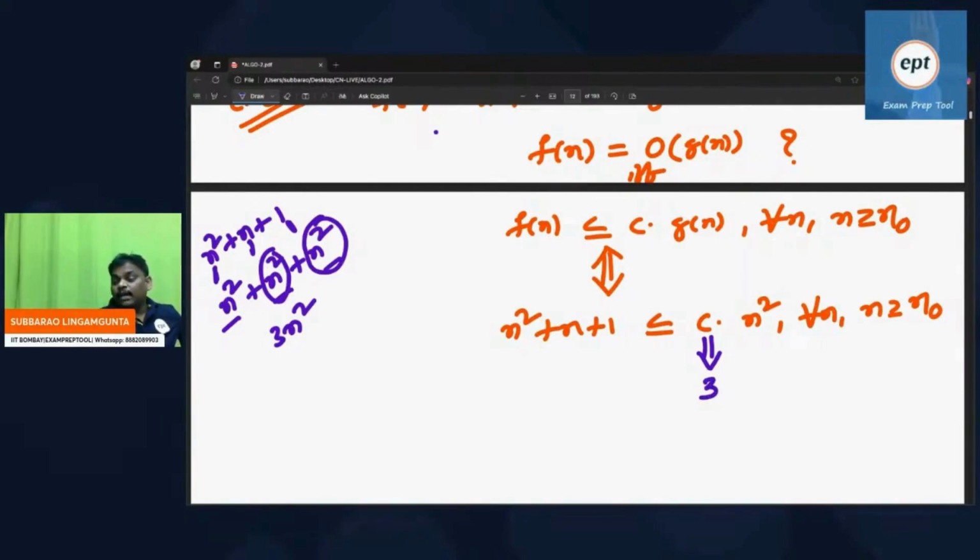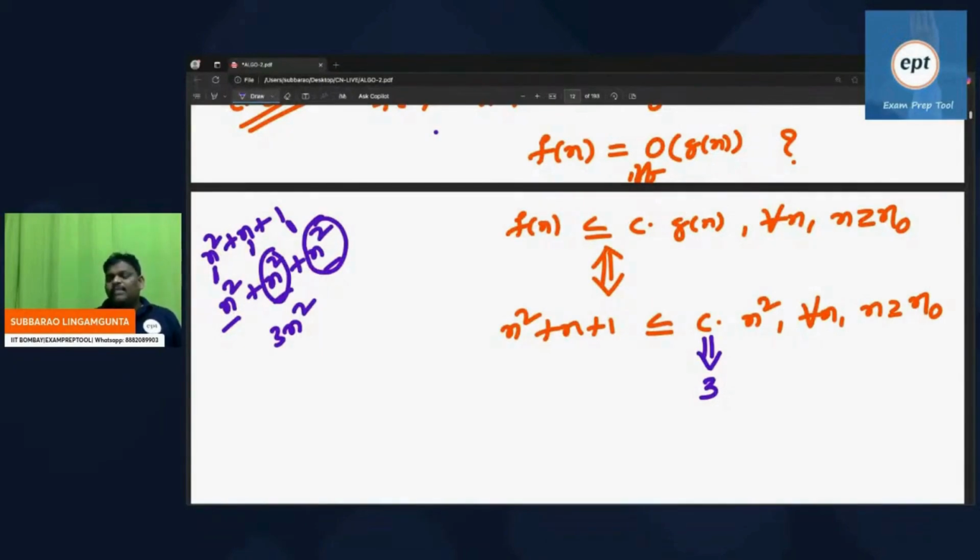C says that I can help you by a constant factor. I am a constant, and if you need constant help, I can help you. So left side is n square plus n plus 1, right side is 3n square, so right side is bigger. C says that at any point of time, if you want constant help, I am going to help you. It looked like comparing left bigger, but I want to prove right bigger.